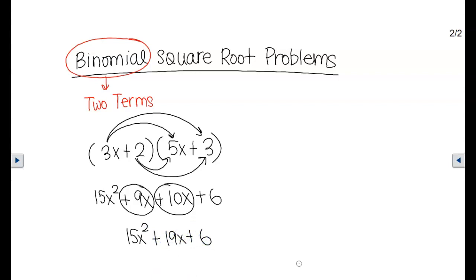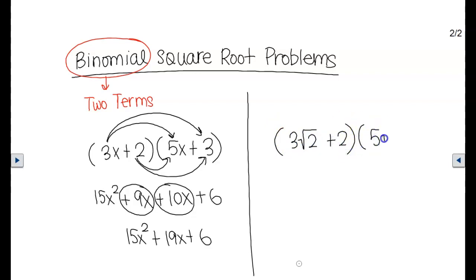So let me point out what we did on this binomial problem. We multiplied first by distributing. And then after the multiplying was done, we did the adding and the subtracting. I'm bringing that up because today, when we talk about binomial square root problems, here's what we're discussing. Let's say we've got 3 square roots of 2 plus 2 times 5 square roots of 2 plus 3. I want you to take a look at these two problems side by side. They're basically the same problem.